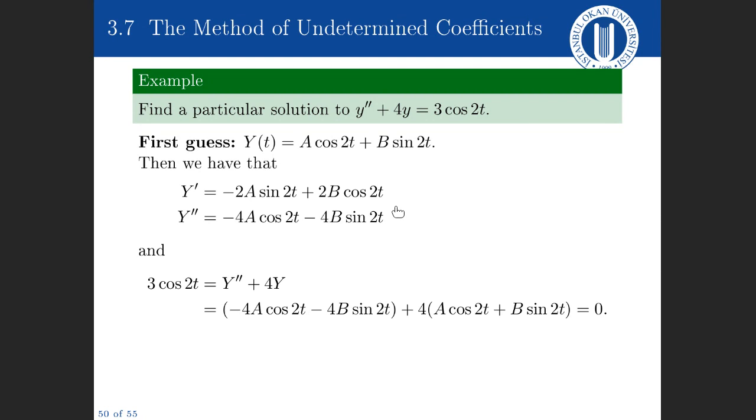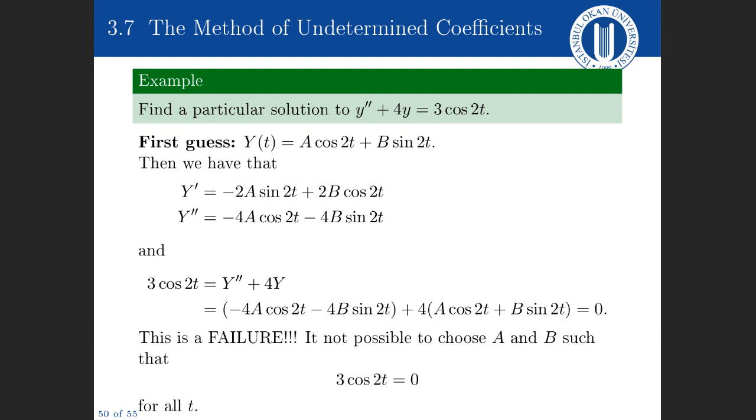As we've been doing before, differentiate 2 times, put into the differential equation, and simplify. We get 3 cos 2t on the left and 0 on the right. And remember, this needs to be true for all time t. This is a failure. This hasn't worked. It's not possible to choose A and B such that 3 cos 2t is equal to 0 for all time t. Something's gone wrong here.